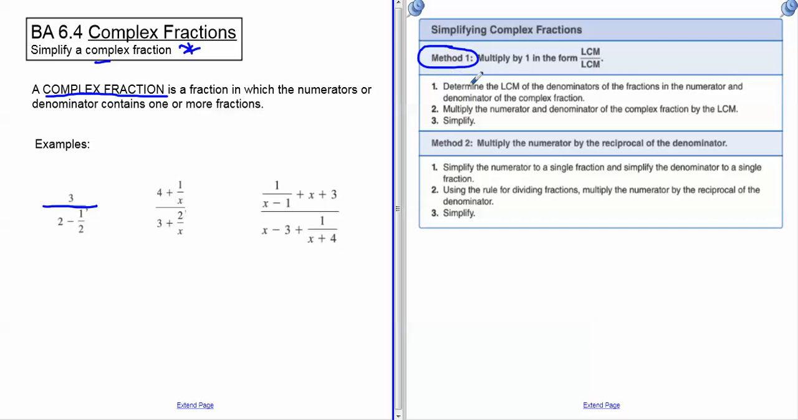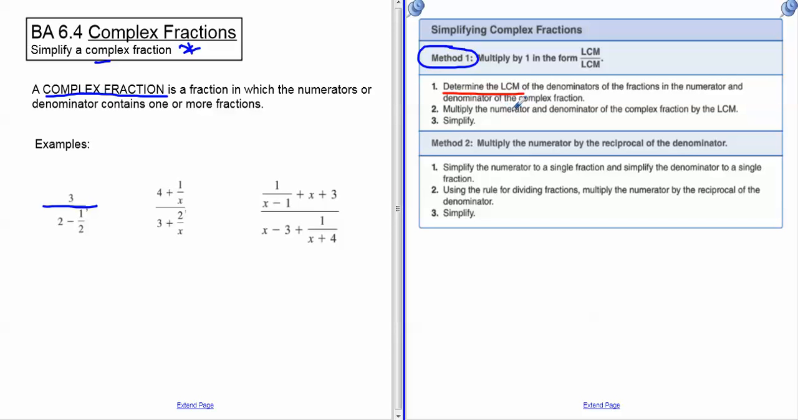Step number 1 is going to be determine the lowest common denominator, the lowest common multiple of the denominators of all the fractions in the numerator and the denominator. So number 1 is determine the lowest common multiple of the denominators.